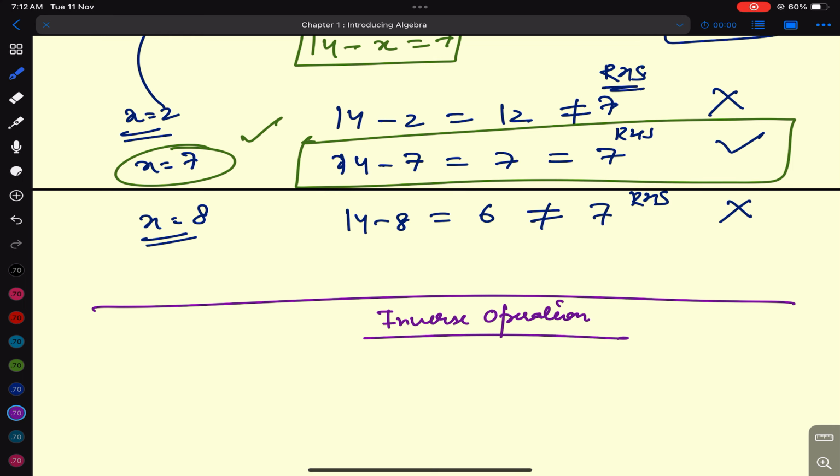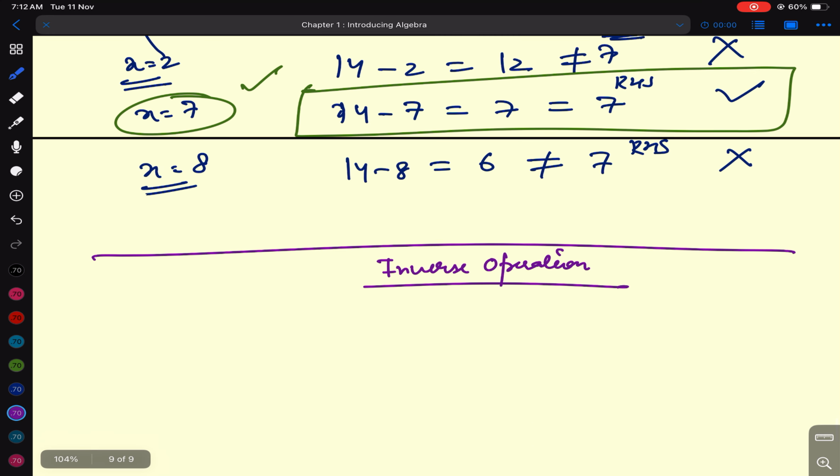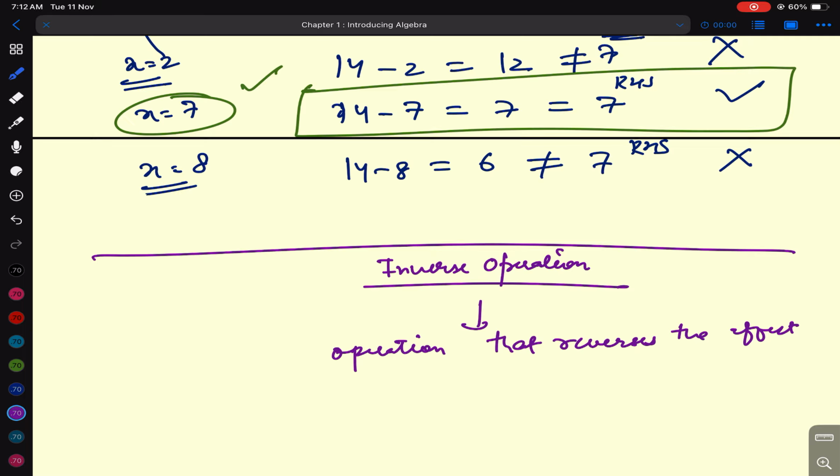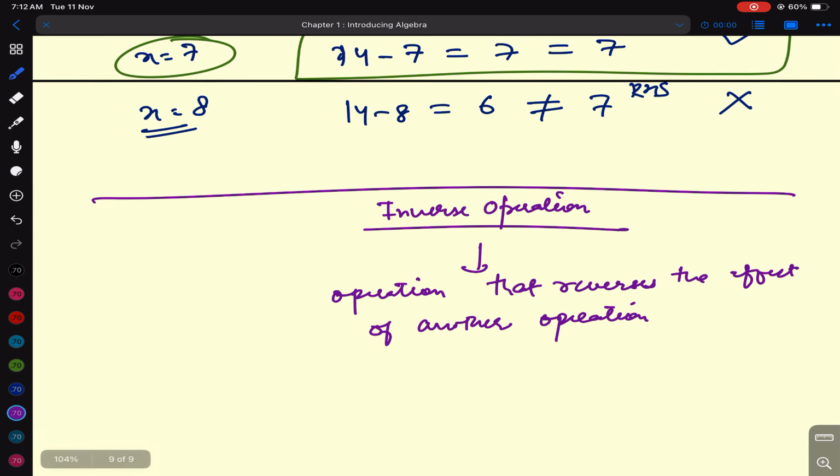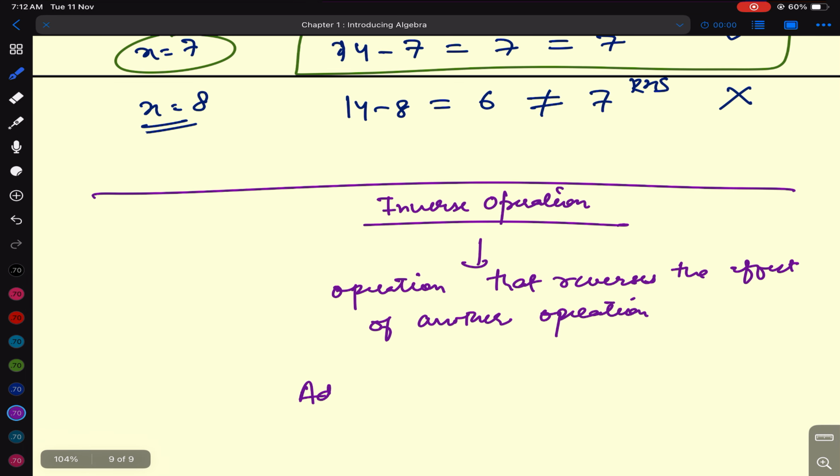Now when I say inverse operation, that is the operation that reverses the effect of another operation. Okay, so that reverses the effect of another operation. So when I say reverses the effect of another operation, what does that mean?